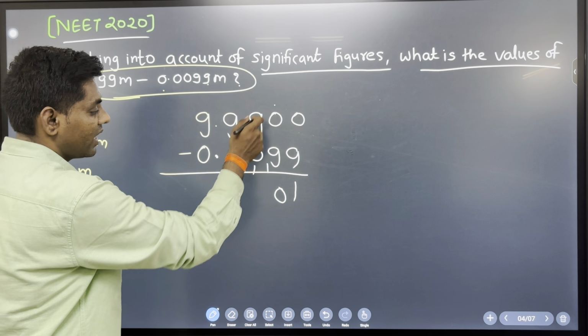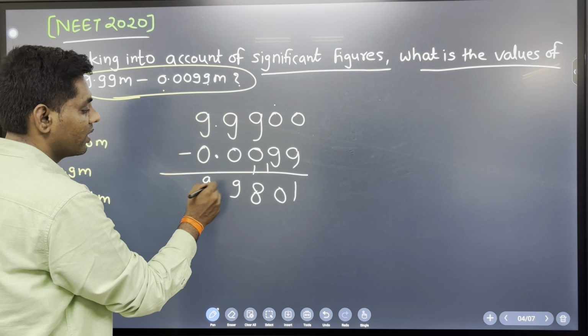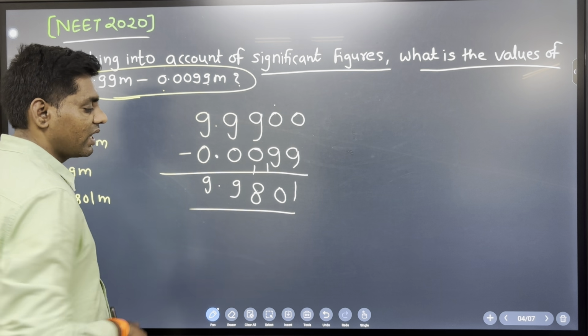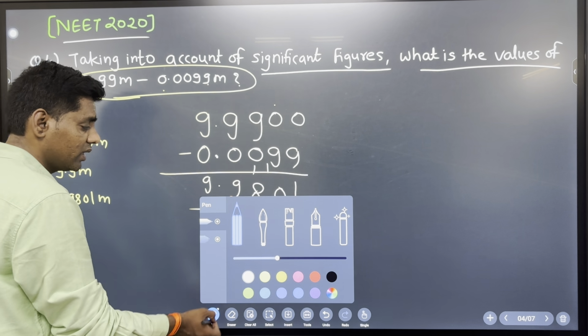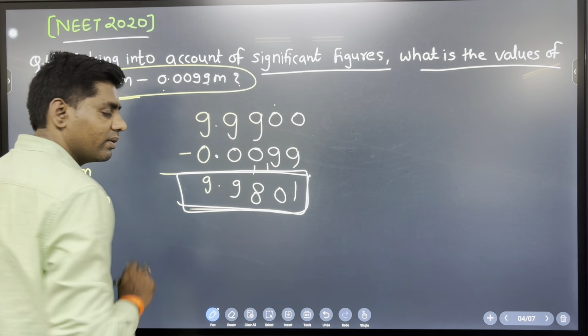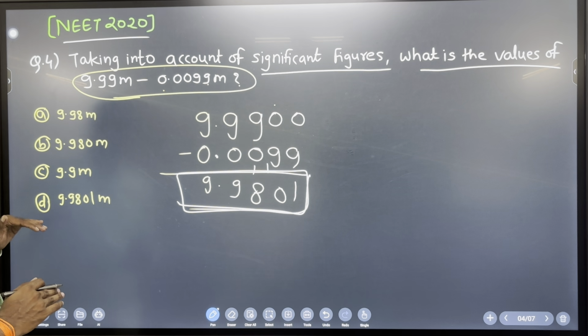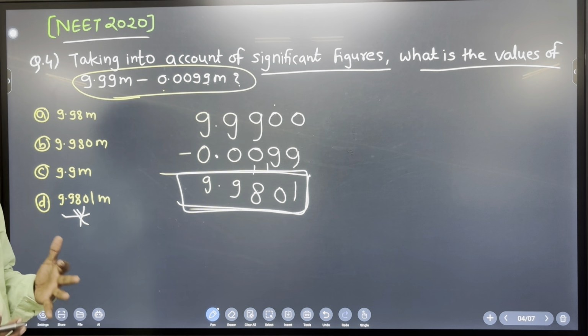Then it becomes 9 minus 1, it becomes 8, and then it becomes 9. Okay, so we get the number 9.9801. So this is the number we get, and look at the options. So now the option is given, but it is not your answer. Why is it not your answer?